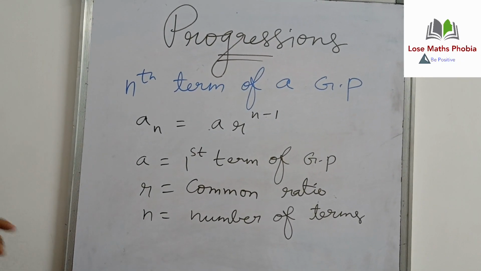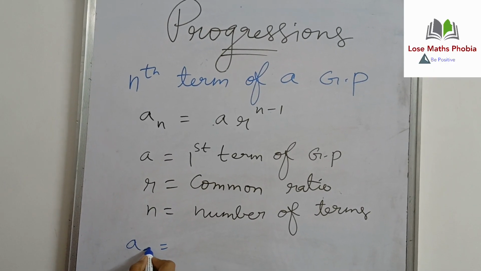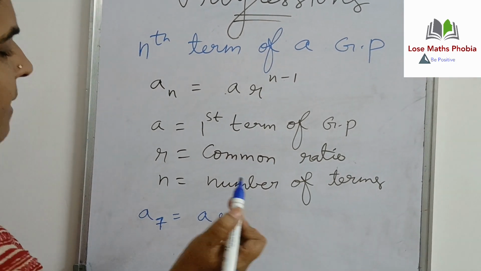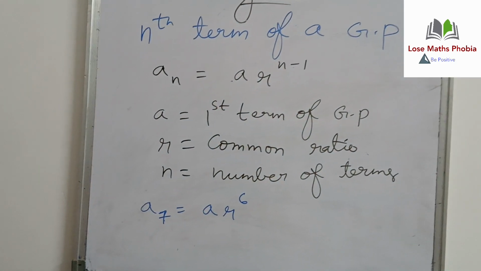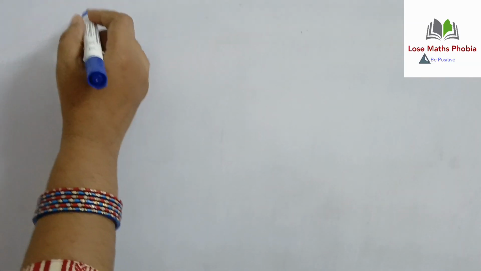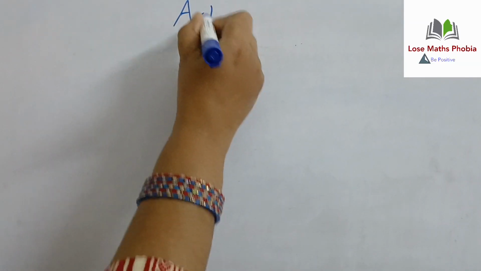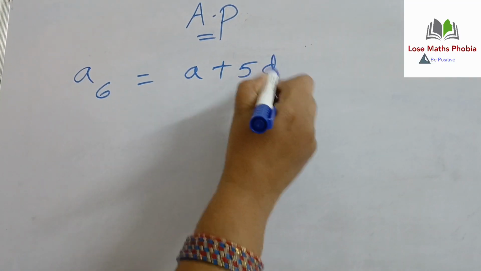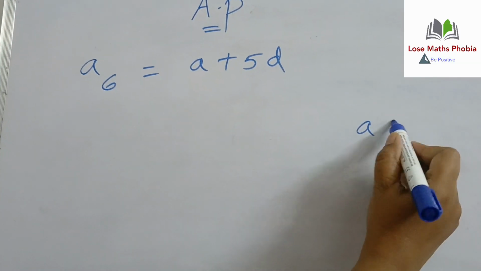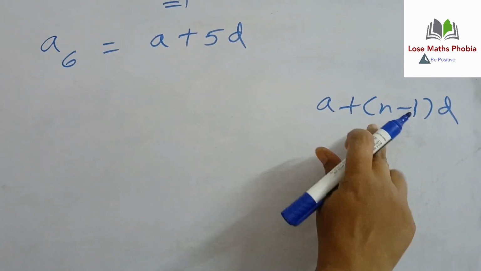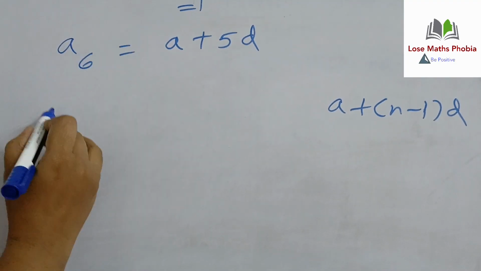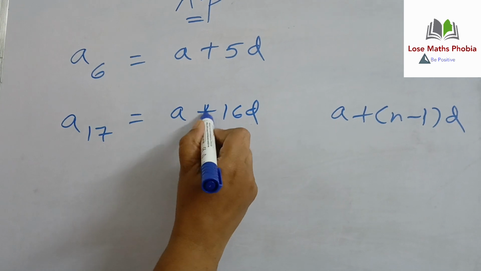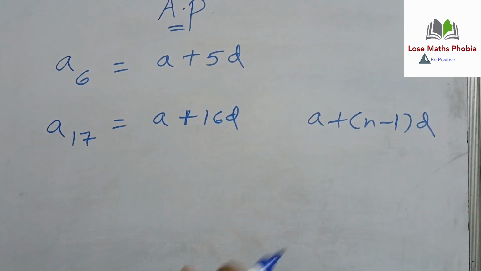Simply we can say 7th term is a r to the power 6, because 7 minus 1 we have to do, that's all. Suppose in AP, if we want 6th term, directly we can write a plus 5d, because a plus n minus 1 into d we have learned just now. In place of n, what will I put? 6. So suppose if I want 17th term, a17, I can write a plus 16d directly, instead of writing a plus 17 minus 1 of d.